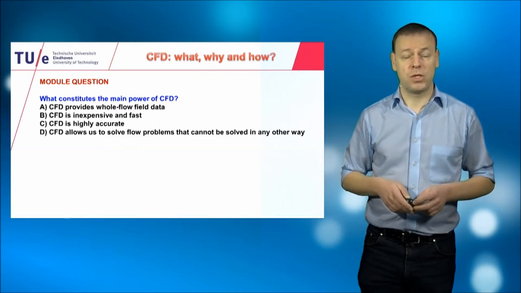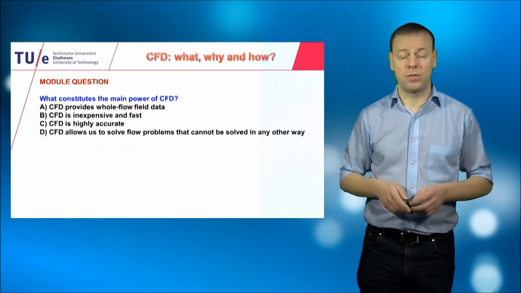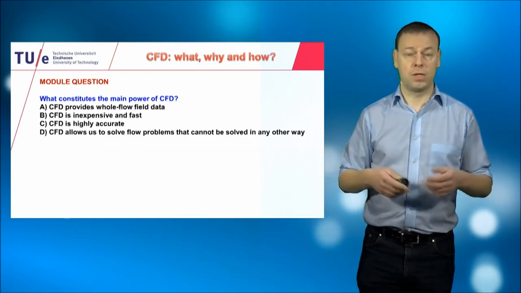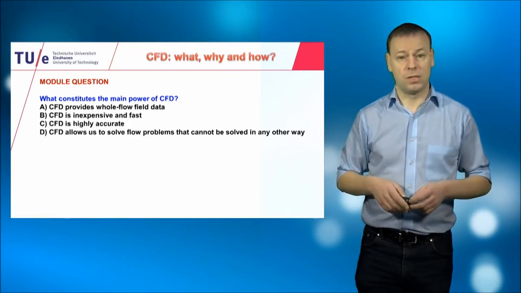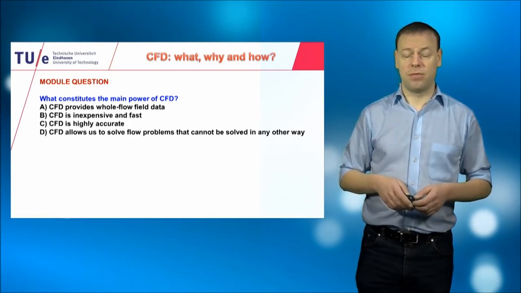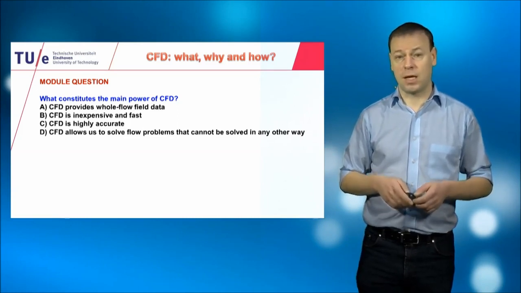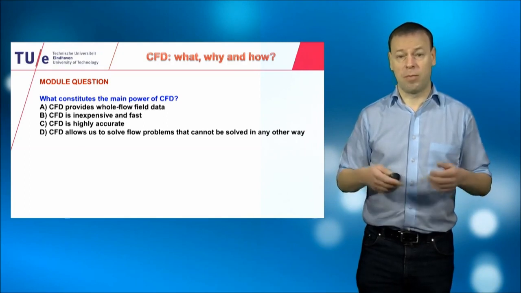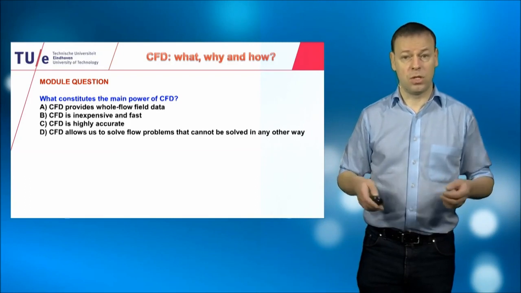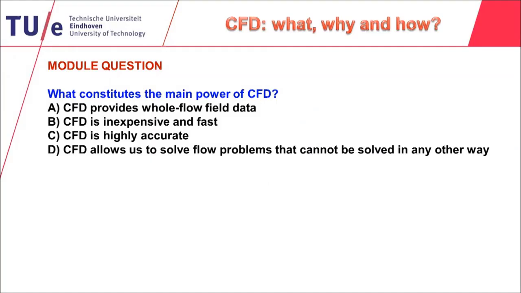Let's go back to the module question. What constitutes the main power of CFD? It's definitely true that CFD provides whole flow field data, but this is also something that could be obtained from, for example, PIV measurements or sand erosion techniques in the wind tunnel. You could argue about the fact that CFD is inexpensive and fast, and it's definitely not always highly accurate. This really depends on the type of problem, the expertise of the user, and the type of models that he or she will apply. But it's definitely true that CFD allows us to solve problems that cannot be solved in any other way.